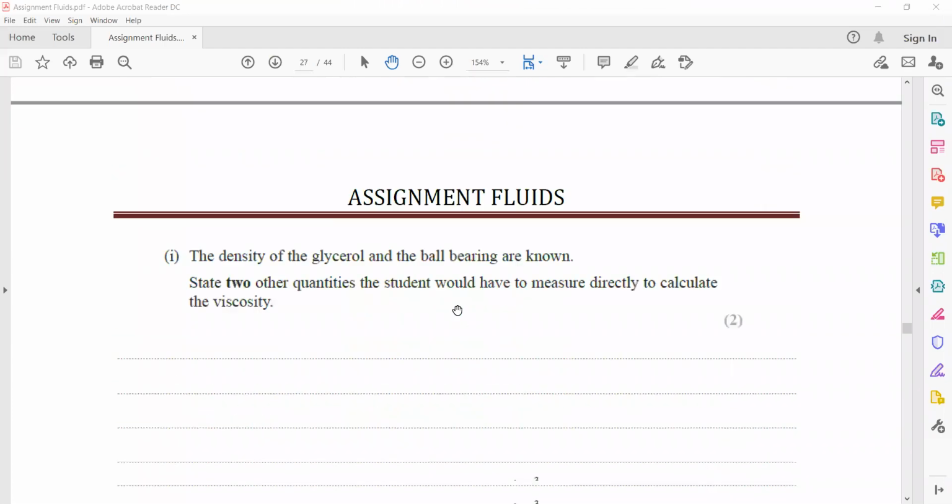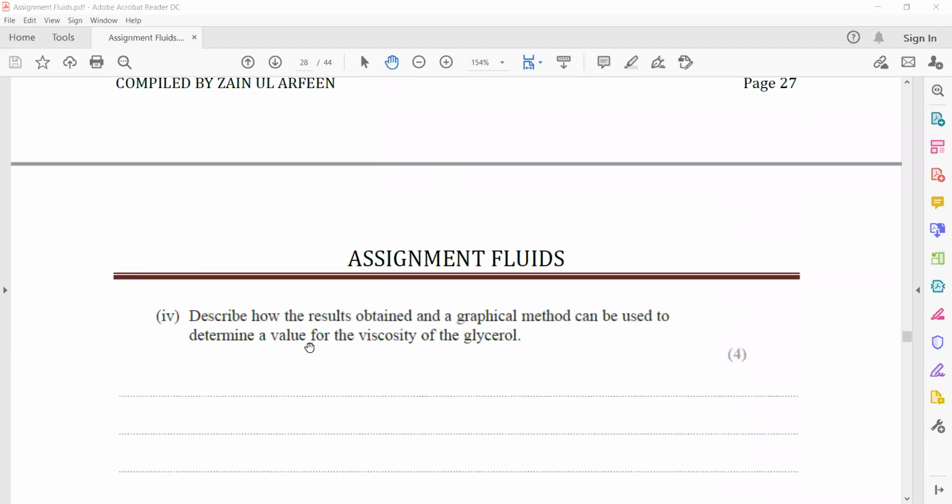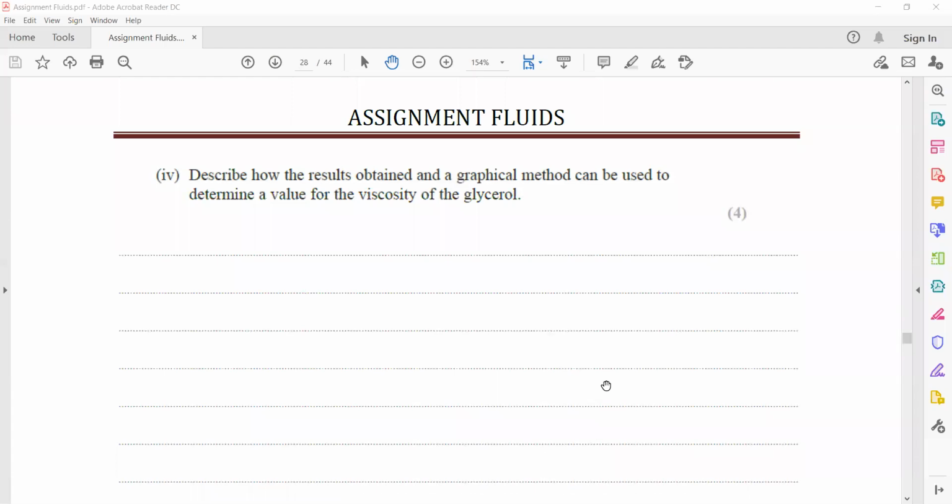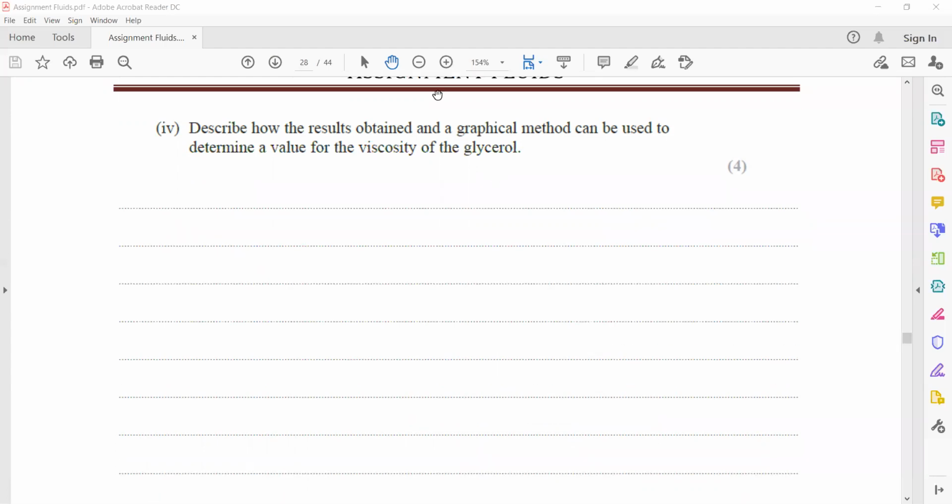Yeah, this is question 29B. Describe how the results obtained and graphical method used to determine the value of the viscosity of glycerol. So how can we work out the value of the viscosity of the glycerol? For this, first we have to use the formula which is given, to work out what graph we will plot, so that we can plot a graph and work out the gradient, and using the gradient we can find the viscosity.